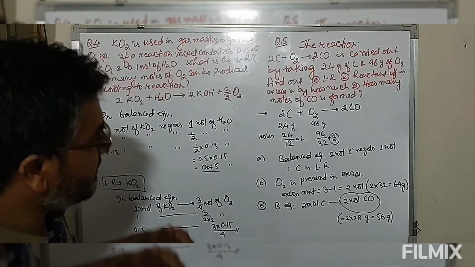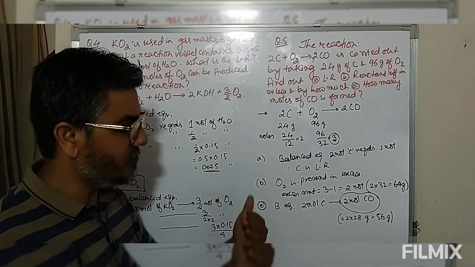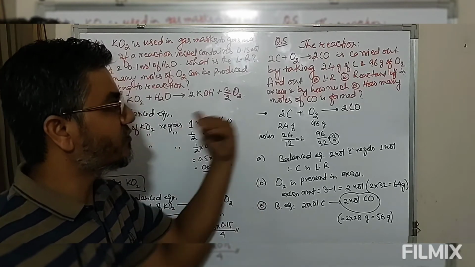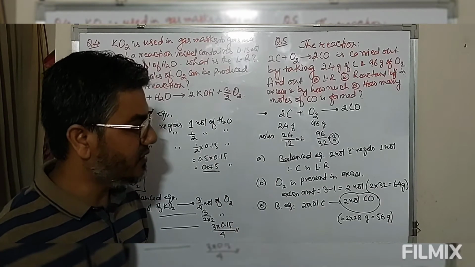So again, this reaction involves calculation of the limiting reagent. Then we have to find which one is present in excess. Then we have to find the amount of the product formed from these balanced stoichiometric ratios.